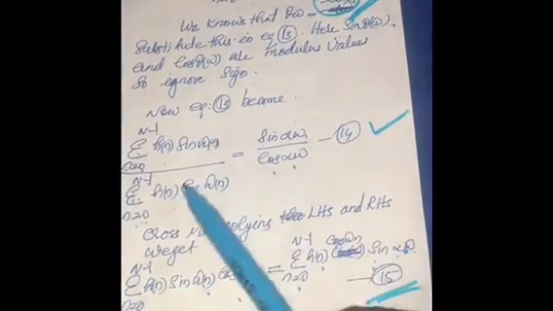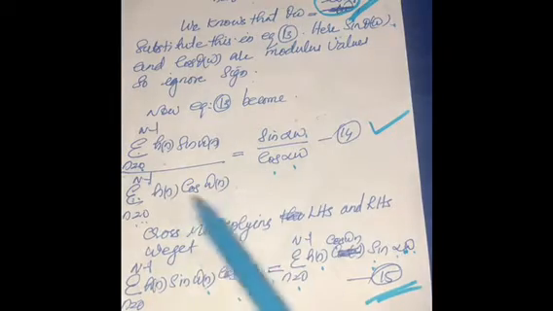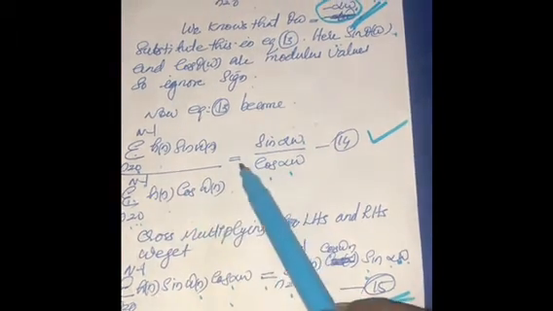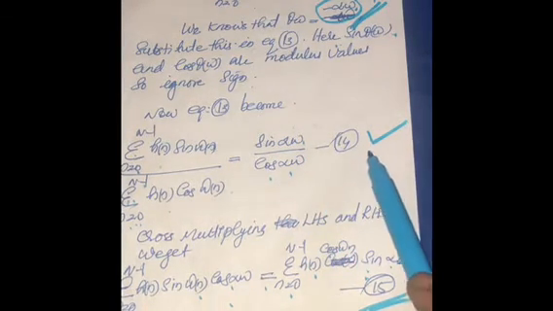Now equation 13 becomes sigma n varies from 0 to N minus 1 h of n sin omega n divided by sigma n varies from 0 to N minus 1 h of n cos omega n is equal to sin alpha omega divided by cos alpha omega. That is equation number 14.